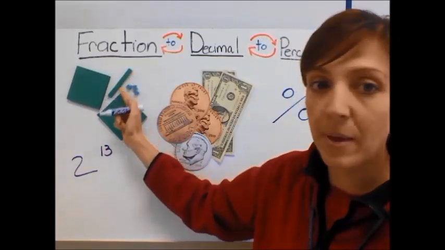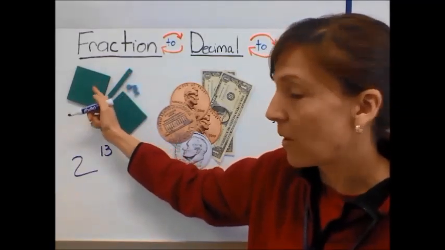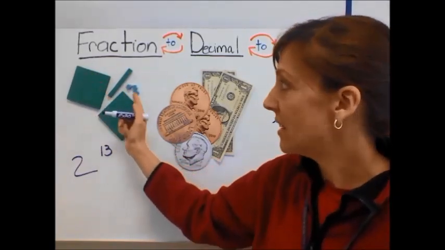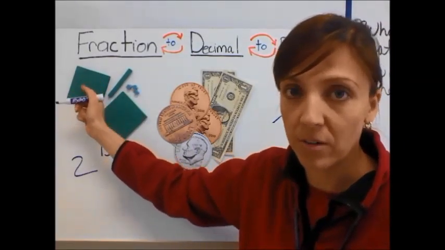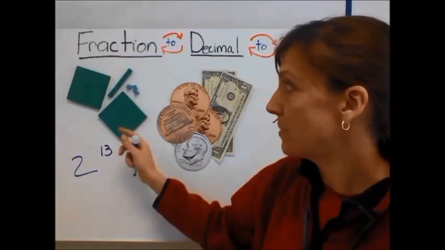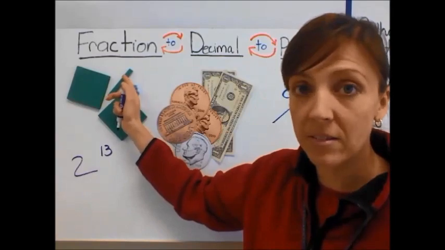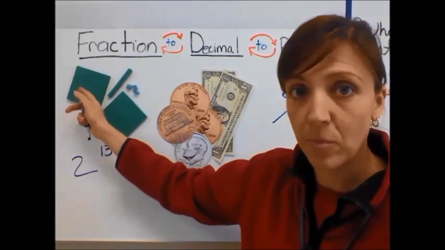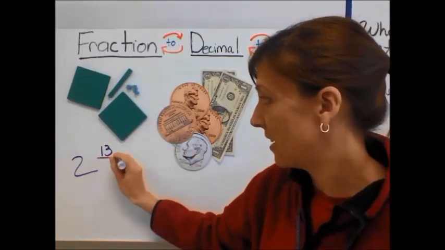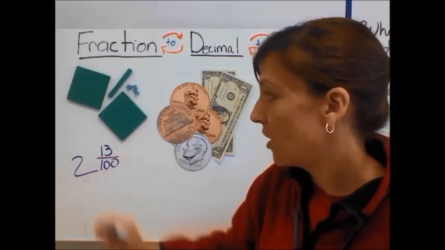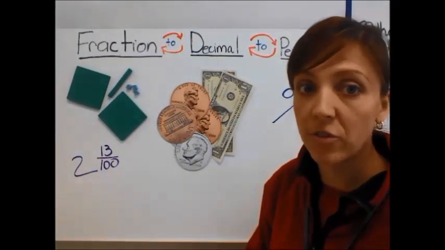Now, if it takes 10 of these to make one of these long rods, and it takes 10 of these to make one of these blocks, then how many of these small blocks does it take to make one of these large squares? Well, 10 of these small blocks make one of these, so 100 of them would make one of these. So this is 13 out of 100, 2 and 13 hundredths. And this is what it looks like as a fraction.